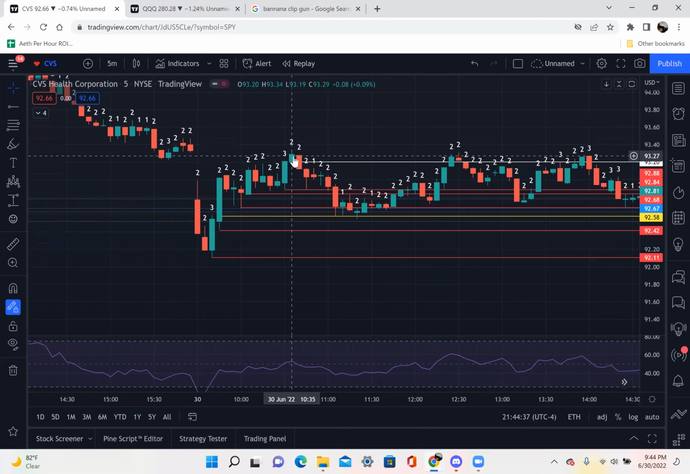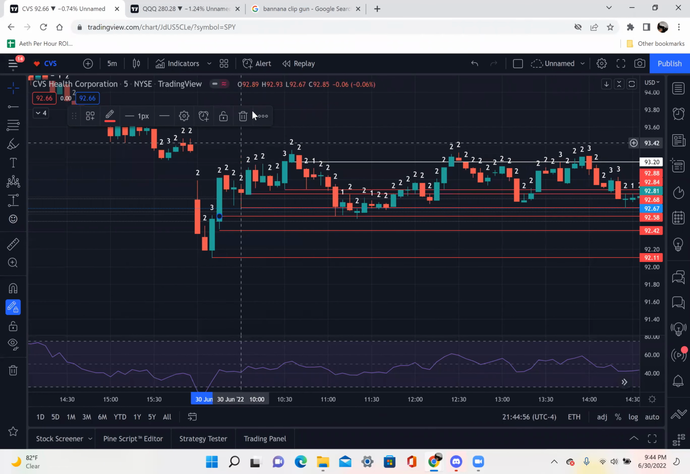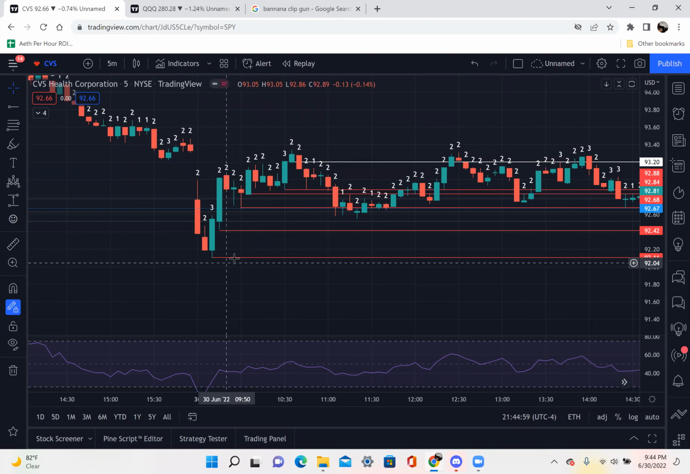So as we entered in right here on the 3-2-2 reversal, your first target was right down here. As you see, it came straight down to your first target. Boom, took it out. And then it started reversing back up, right? But it still came down to take out the rest of those red targets that you drew. This yellow one was just the one that we were saying, but it's still a red target, but we had to find it on a smaller time frame.